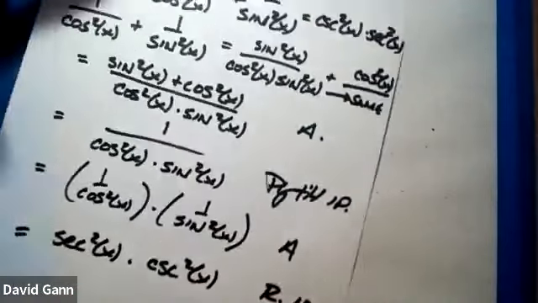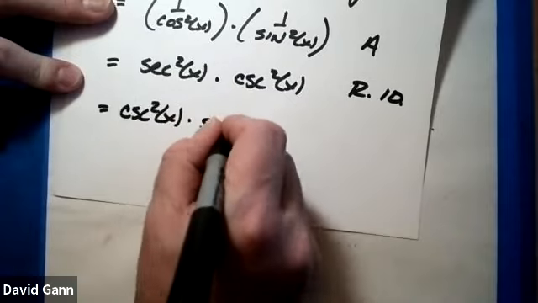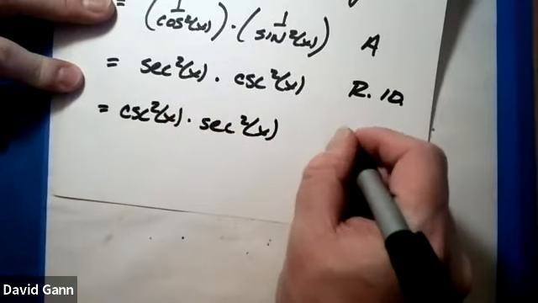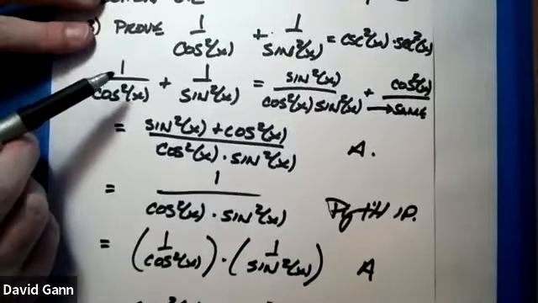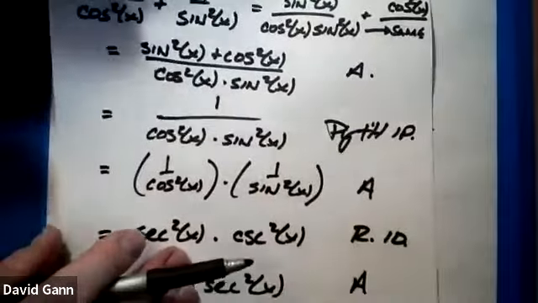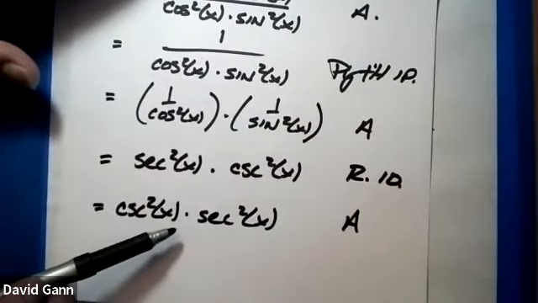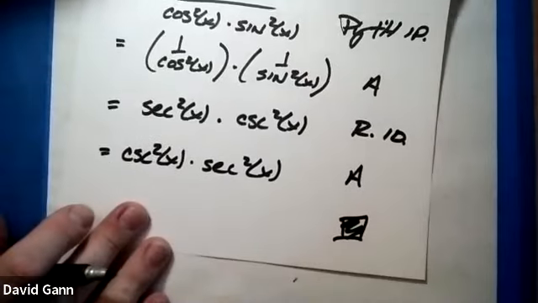So I guess technically there is one more step: cosecant squared of x times secant squared of x. This is a purely algebraic step. So we started on the left, through a series of logical arguments, each one justified, and we end up with the thing on the right. So this proof is done. Okay.